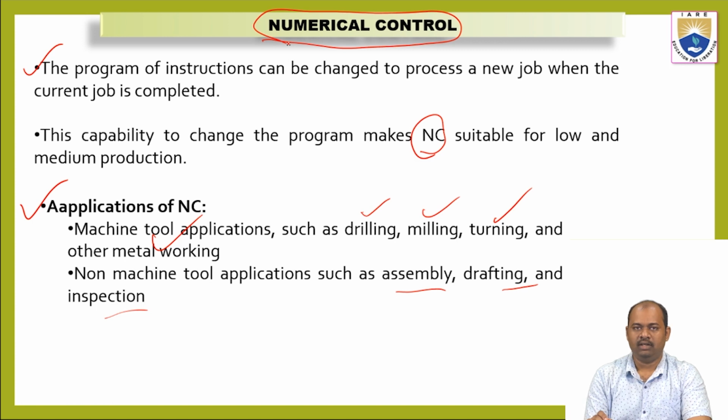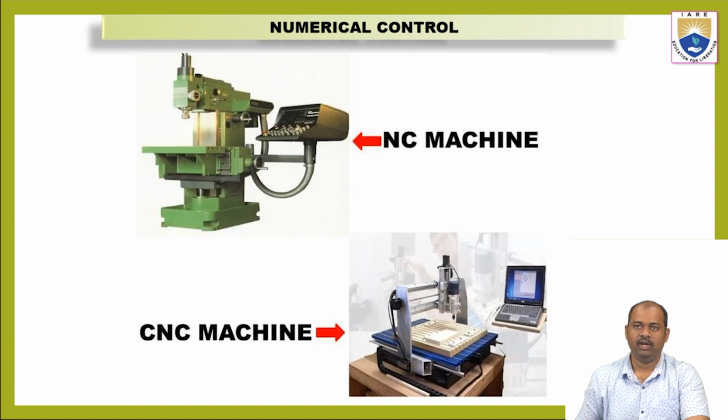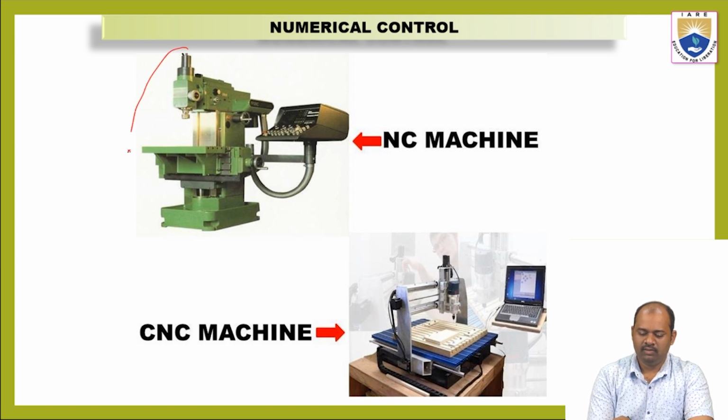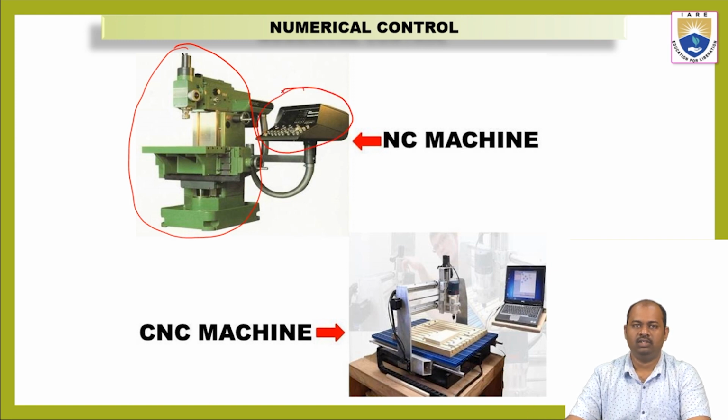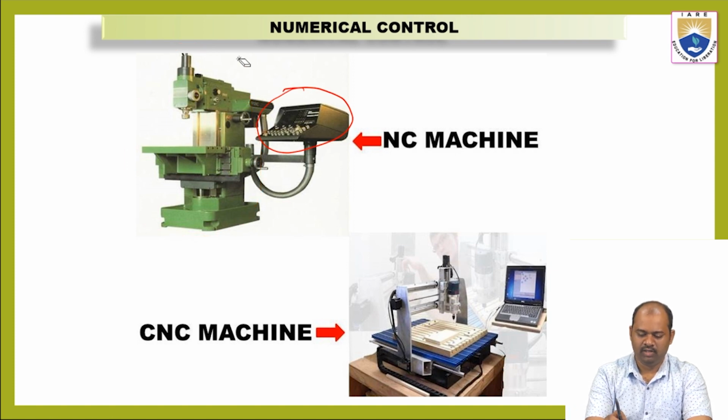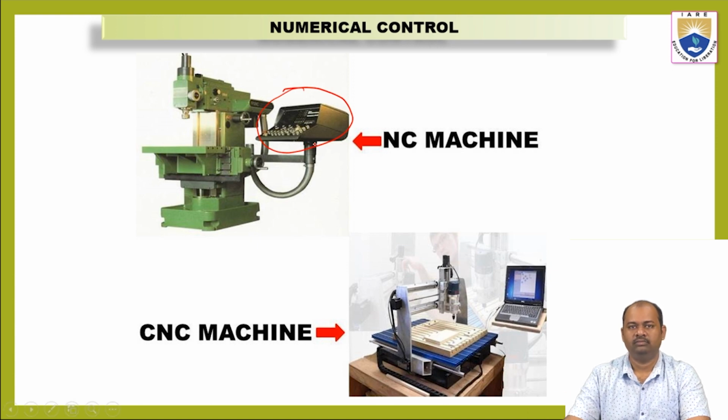So this is only a part. But if we want to see what is a computer numerical control, this numerical control is carried out by a computer. We can see the difference here. This is a conventional type of machine. In the first image we can see this is being operated by a numerical control system. Whatever the object here I have shown in the circle, this is the numerical control system.